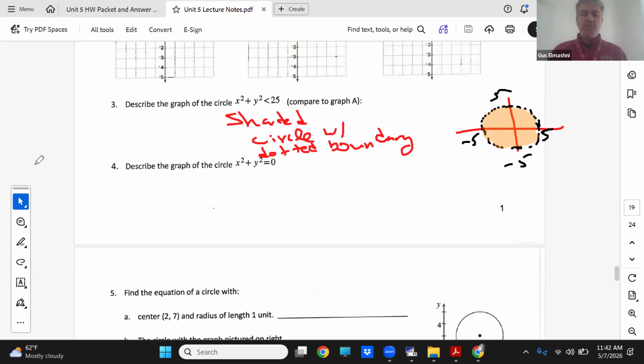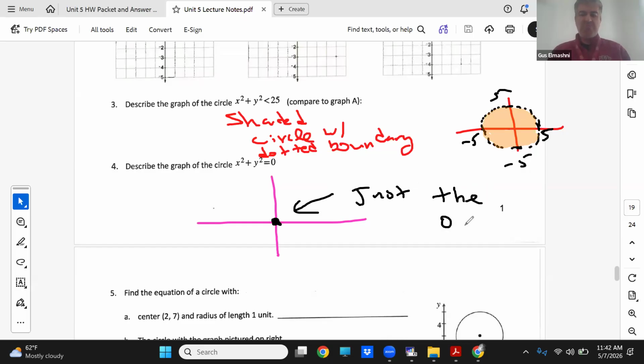Next one's a little bit of a trick question. What do you guys think that one would be? It's something, but it's not much. Even less than that. Just a dot. Where? The middle. Yep, just the origin. So would you shade that dot? No, just draw a dot. Yeah, that's all. Just so you guys are aware.